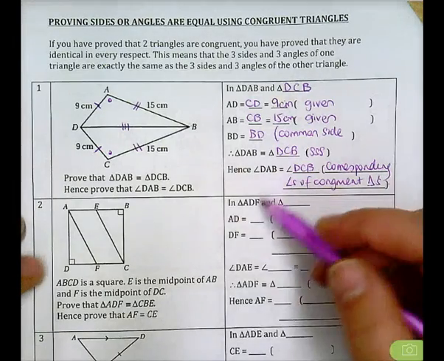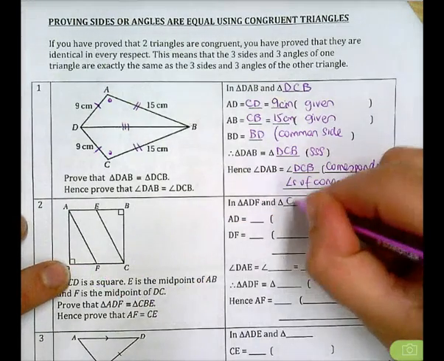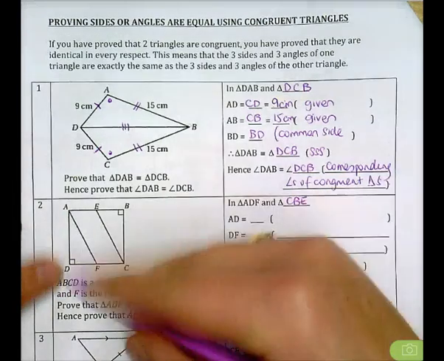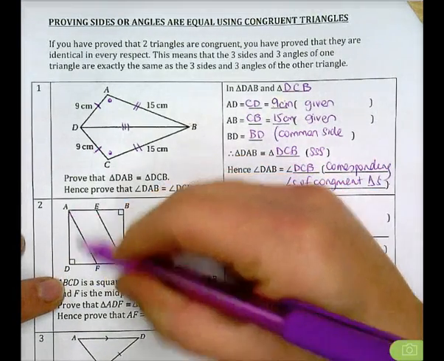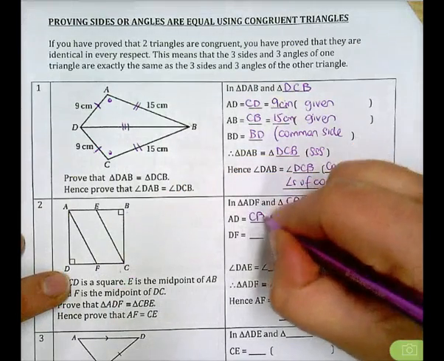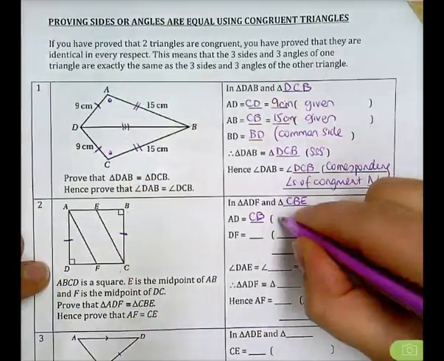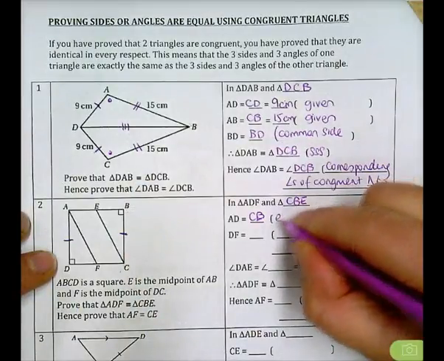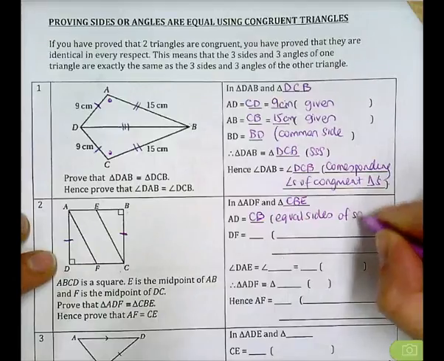So let's start with our triangles. In triangle ADF and triangle CBE, we know that AD, now I'm going from that pointy bit of the triangle to the right angle, so I'll do the same here. AD equals CB, and the reason that we know that AD equals CB is because we've got equal sides of a square, or sides of a square are equal.